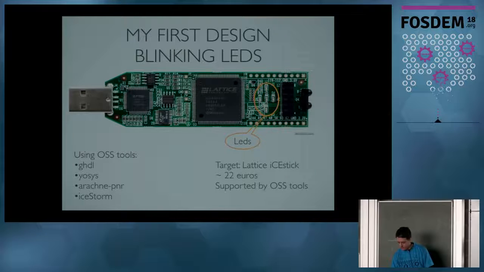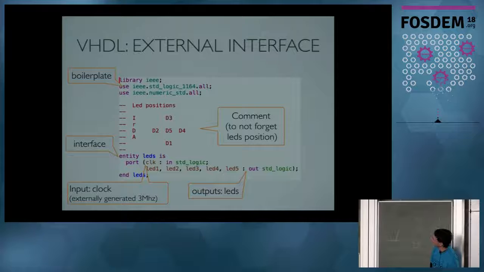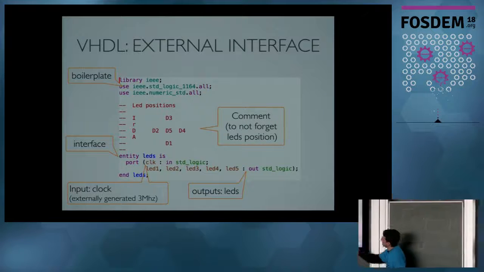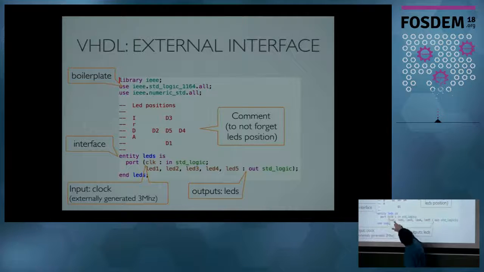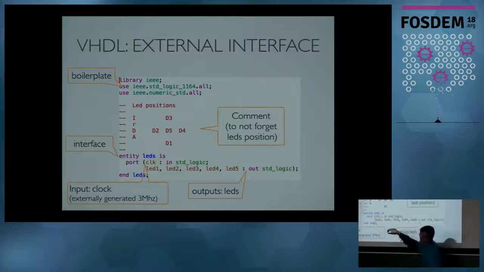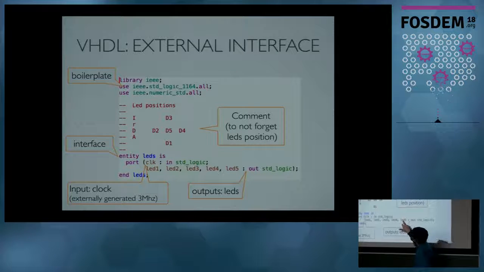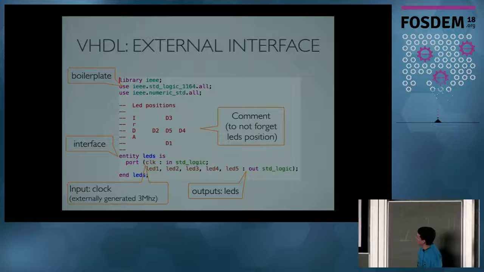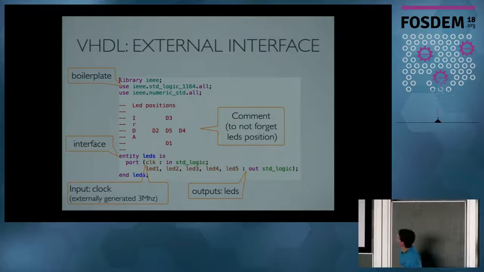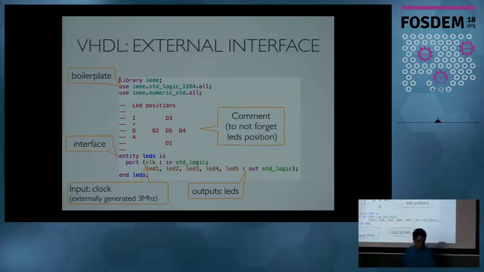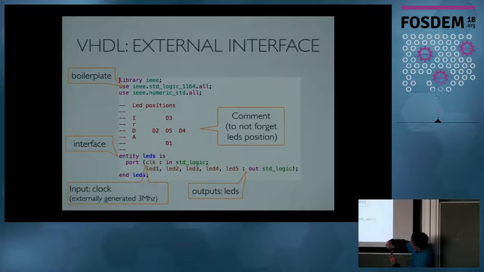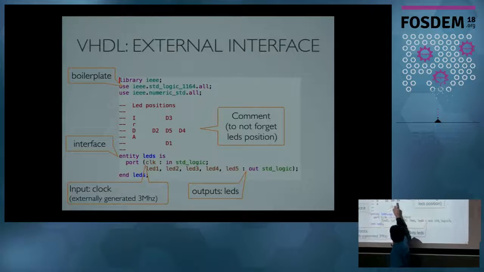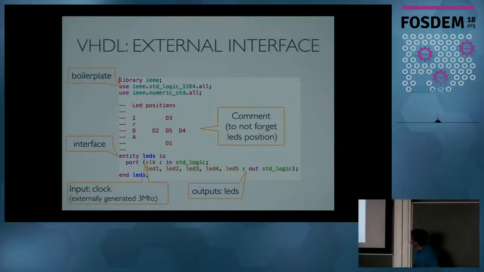So, what does a VHDL file look like? In VHDL, the circuit is composed of two parts: entity and architecture. The entity defines the interfaces. So this is the interface. We need a clock, and there are five outputs which correspond to the LEDs. If the output is set to one, the LED is on, and if the output is set to zero, the LED is off. Very simple. So this is the interface of the circuit. And there is a comment that describes how the LEDs are placed on the circuit. So they are here, and it's not obvious to know which wire corresponds to which LED.